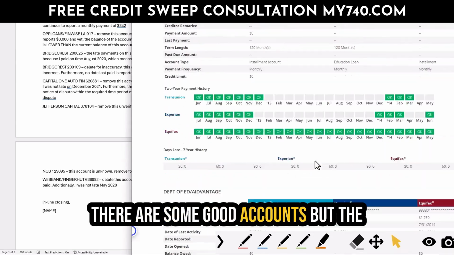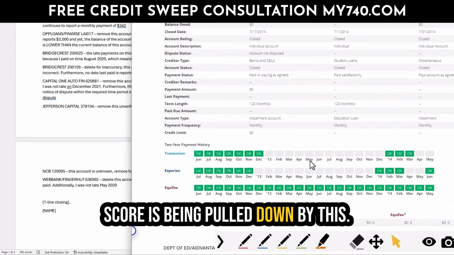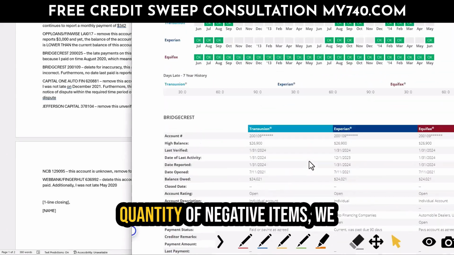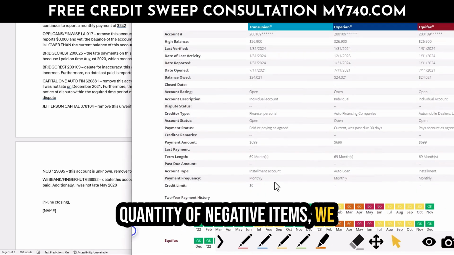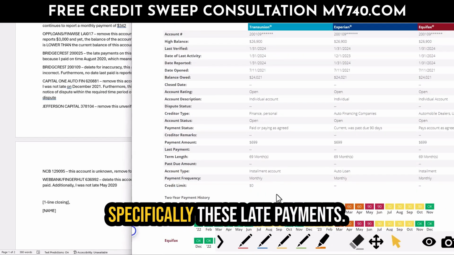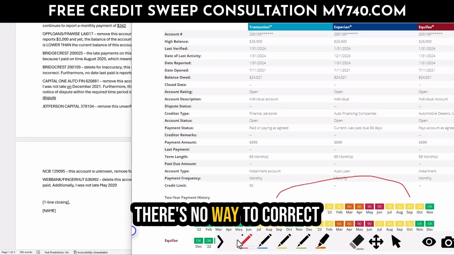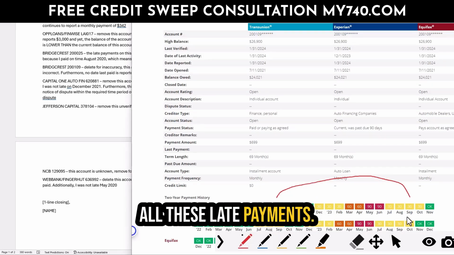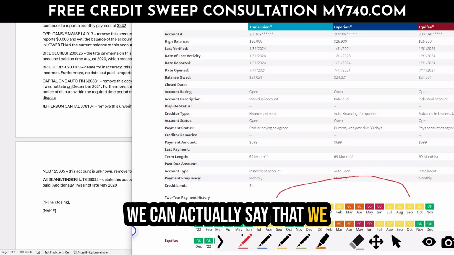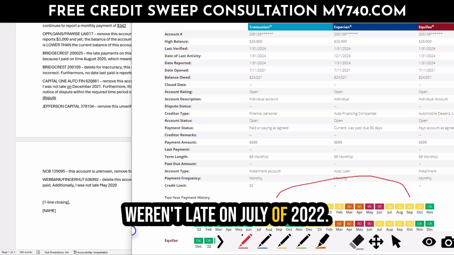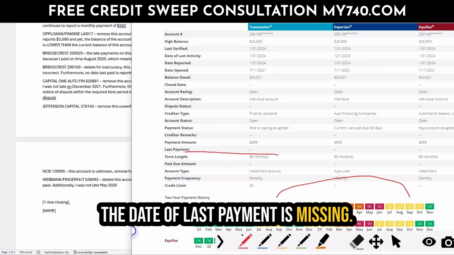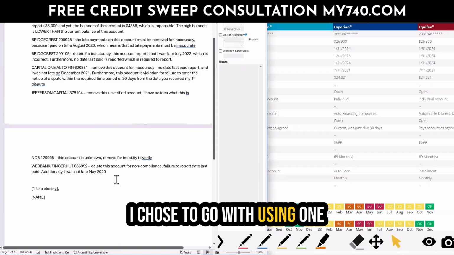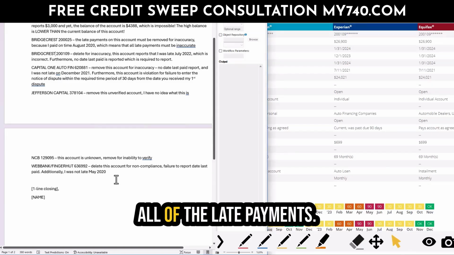There are some good accounts, but the score is being pulled down by this quantity of negative items. We have quite a bit of data, but specifically these late payments. There's no way to correct all these late payments. We can actually say that we weren't late on July of 2022. We can dispute the fact that the date of last payment is missing. I chose to go with using one late payment to remove all of the late payments.